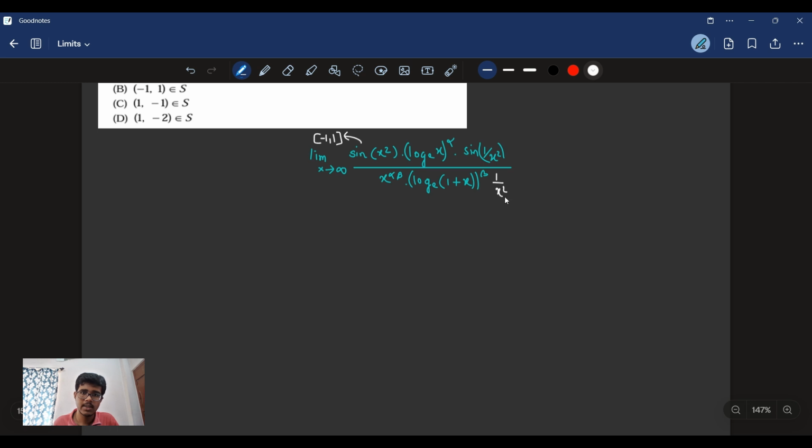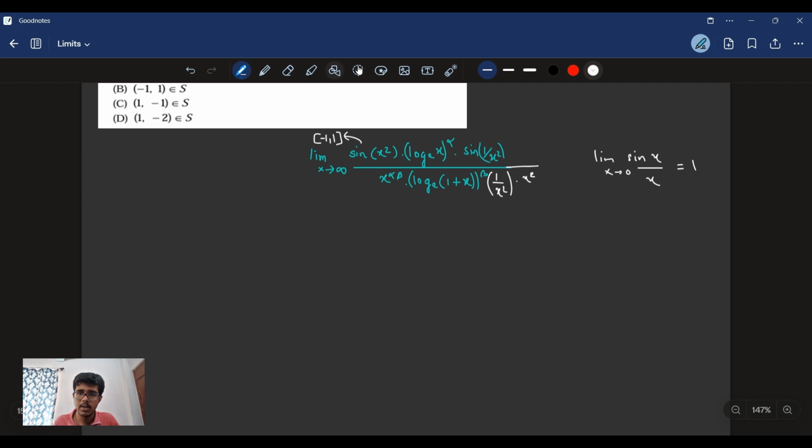Because without adjusting this we won't be able to calculate the values of alpha and beta. So how am I going to adjust it? In the denominator I write 1 by x square, and here I adjust it with x square. Why am I doing this? Because here 1 by infinity, and here also 1 by infinity the whole square, is going to be 0, and here it is also going to be 0.